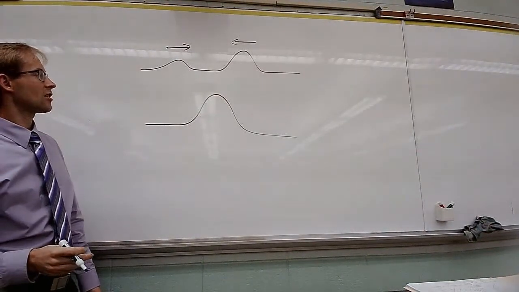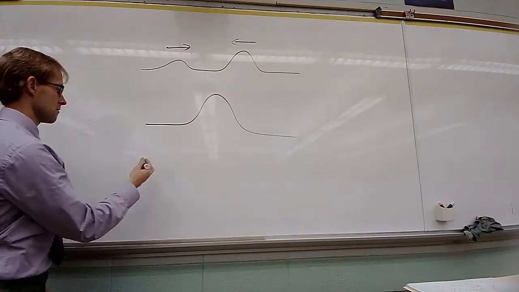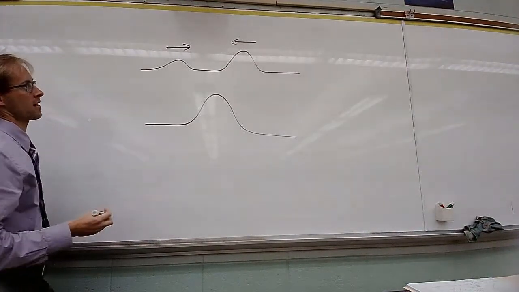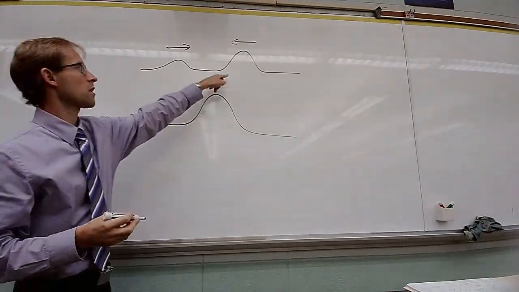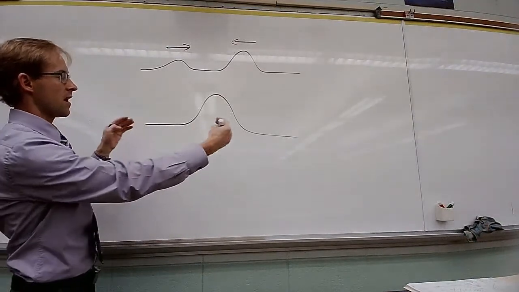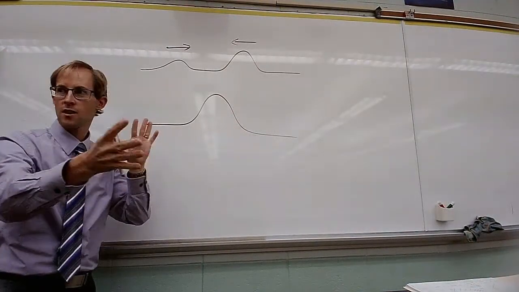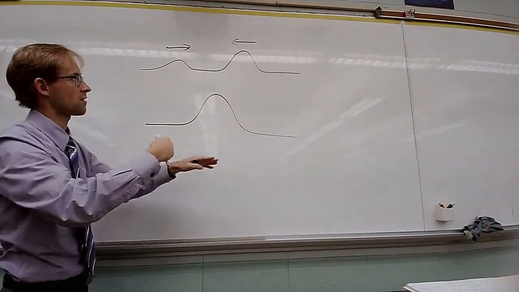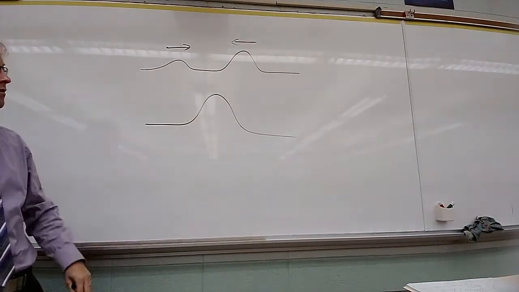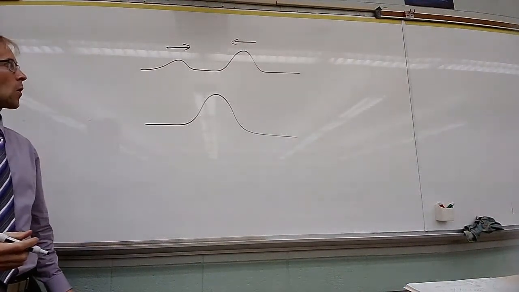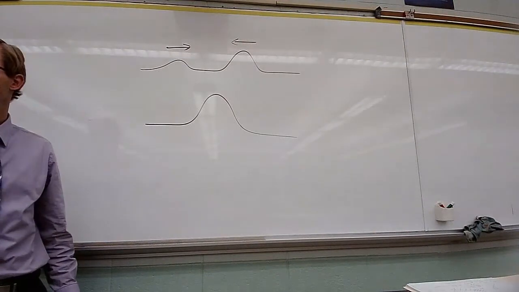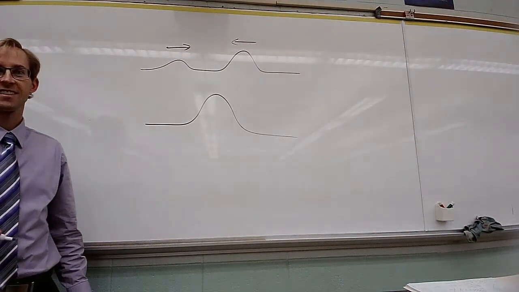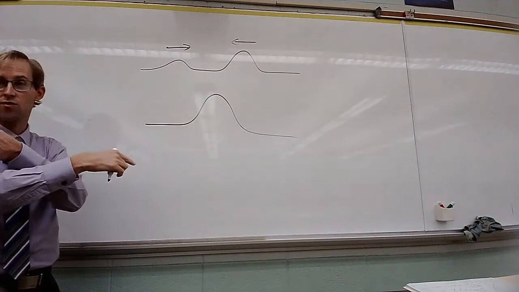Now, what's it going to look like after these waves interact? We've got the smaller wave and the bigger wave. They're either going to bounce off each other or they're going to pass through each other, and that's really going to determine what this is going to look like. So, what is it going to look like? Yeah, they pass right through each other.